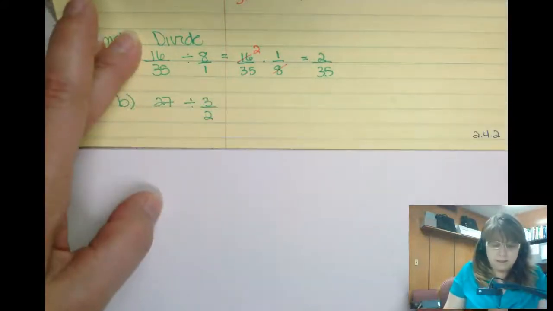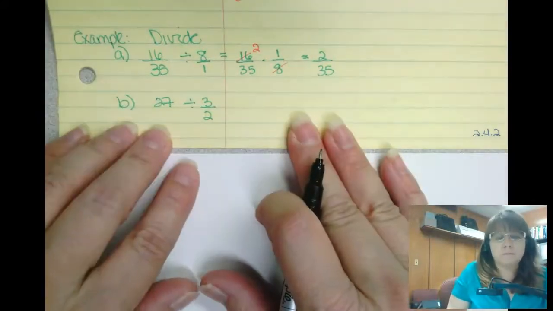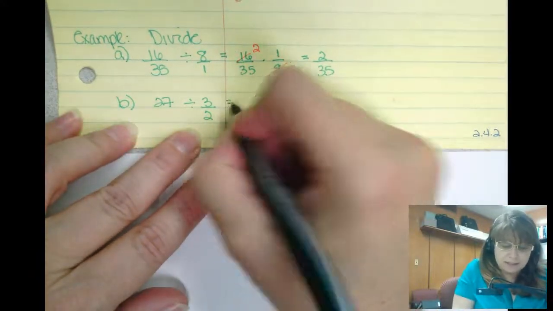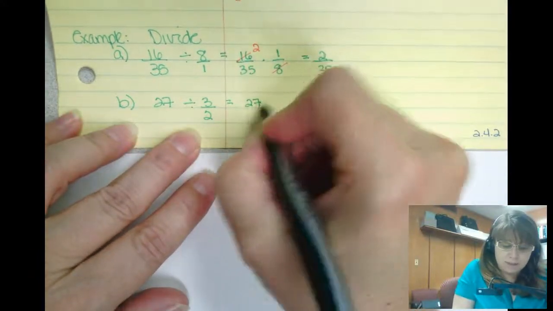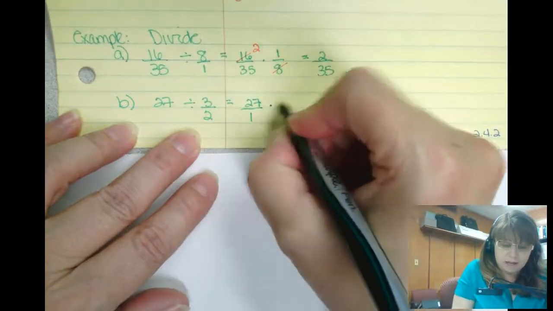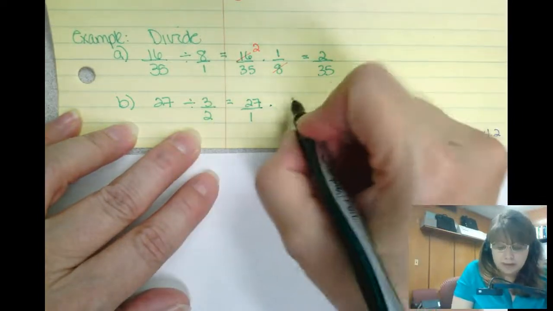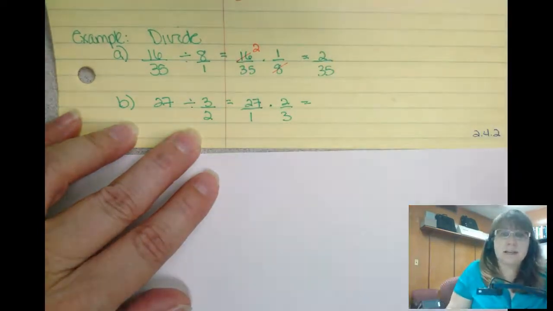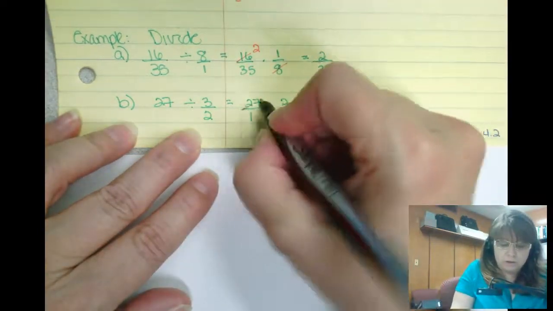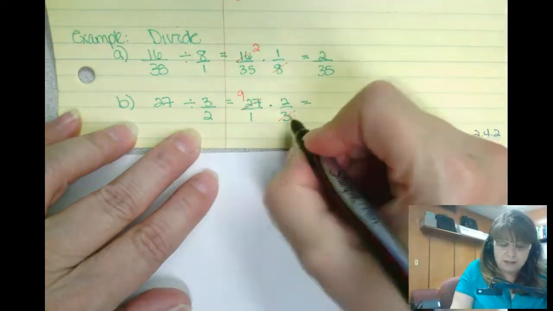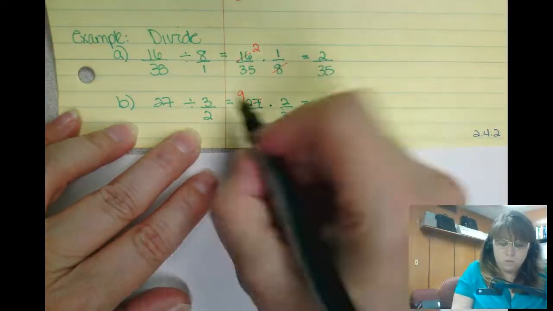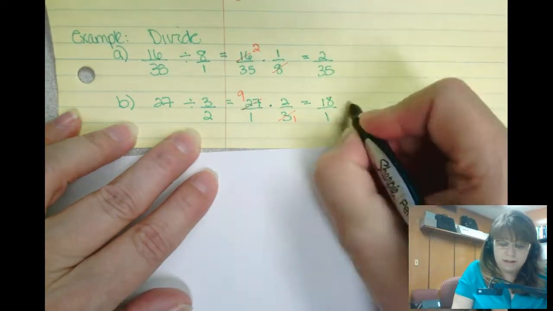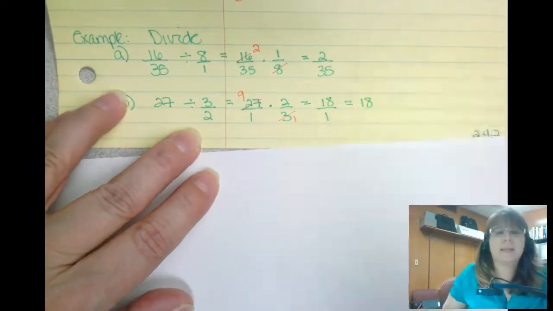Okay. Let's see another problem. 27 divided by 3/2 is the same thing as 27 over 1 times the reciprocal of 3/2, which is 2/3. I see I can reduce. 3 goes into 27 9 times. 9 times 2 is 18. 1 times 1 is 1, so my result is 18.